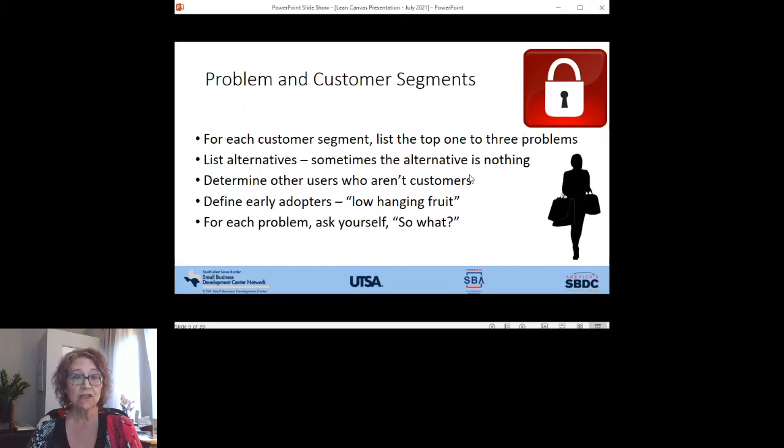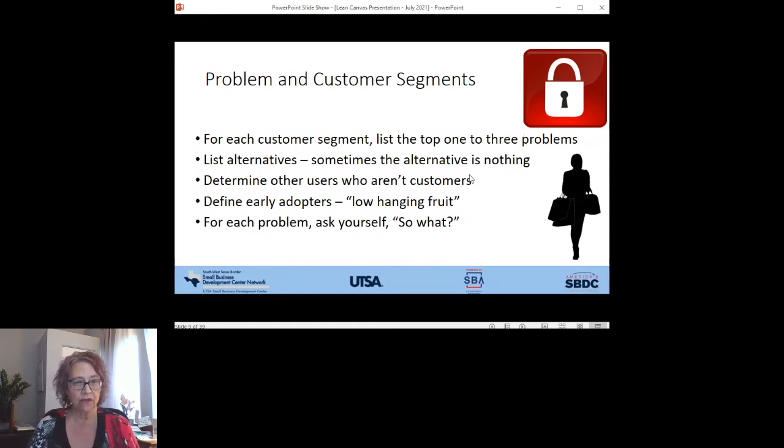And then determine other users who aren't customers. We see this very often when it's a product or a service that's aimed at children. The children are not the customers. Usually, I mean, sometimes they have their own money and are able to spend it independently, but for the most part, your customers are going to be the parents in that case. So think about those two different levels of the people who might purchase and might use your product or service.